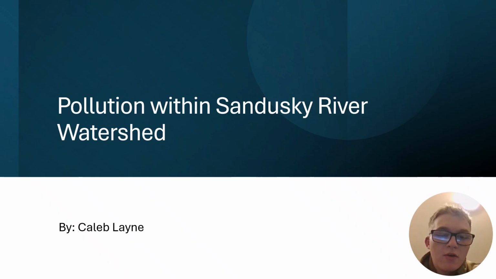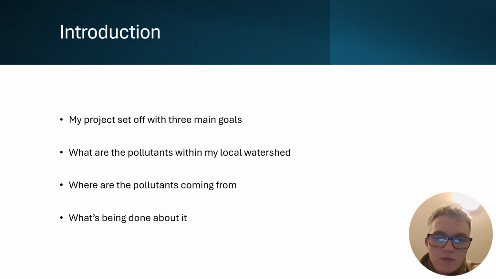With my project, I went over the pollution within the Sandusky River Watershed. So I had three main goals going into this. I wanted to find out what the pollutants are within the watershed, and after that, I wanted to find out where they're coming from, so that I can hopefully pinpoint exactly what the problem areas are. And then I wanted to find out if there was anything being done about it right now. If not, then I know that there could be action done to go and help that watershed.